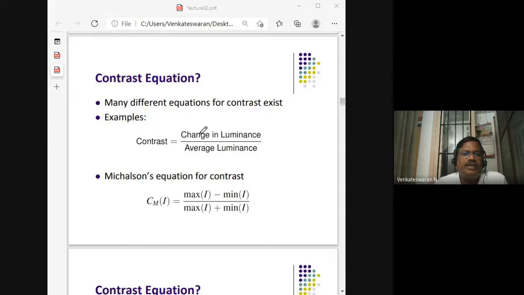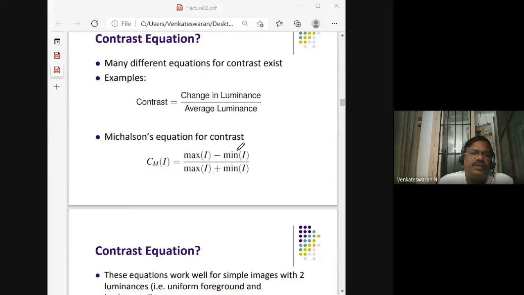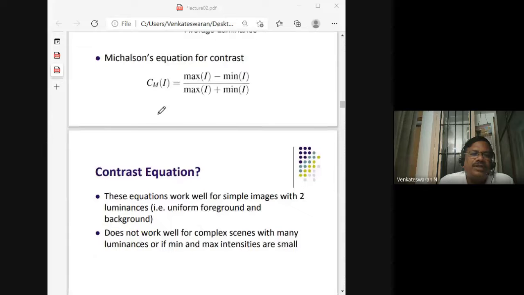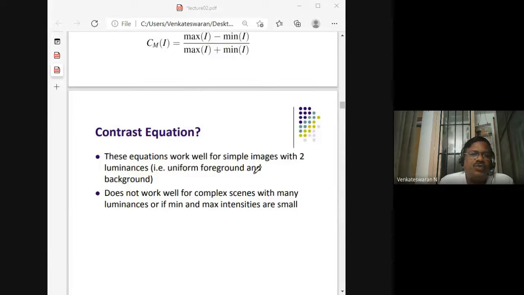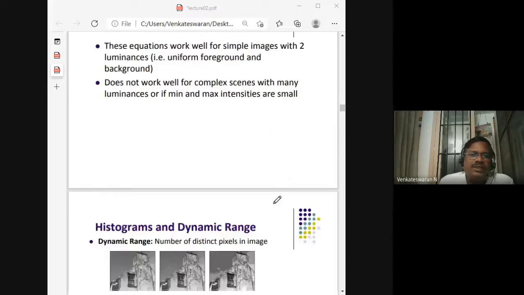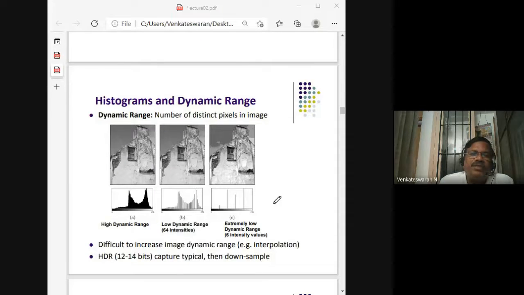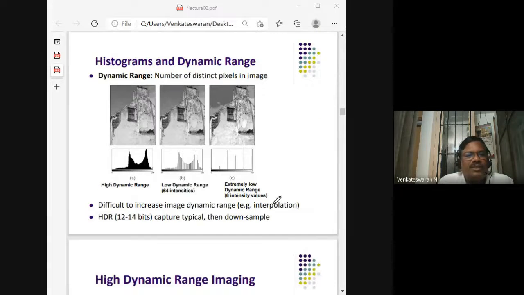There is an equation to improve the contrast of the image, the Michelson equation: change in luminance divided by average luminance. If you do this, you get the contrast equation. These equations work well for simple images with 2 luminances, but do not work well for complex images. By complex image, I mean the one you saw earlier with multiple people or multiple objects present. When you have such large details in an image, we call it a complex image.